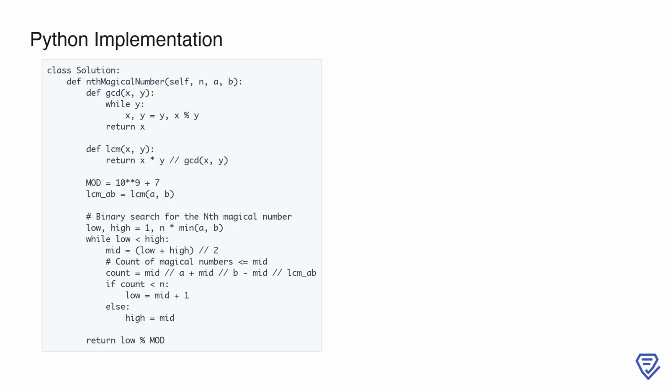If the count is less than n, it means the nth magical number is larger than mid, so we adjust the lower bound of the binary search range. Otherwise, we adjust the upper bound. The search continues until the range narrows to a single value, which is the nth magical number. Finally, the result is returned modulo 10 to the power of 9 plus 7, as required by the problem constraints. This approach is efficient, leveraging binary search and mathematical properties to avoid directly generating all magical numbers, which would be computationally expensive for large inputs.